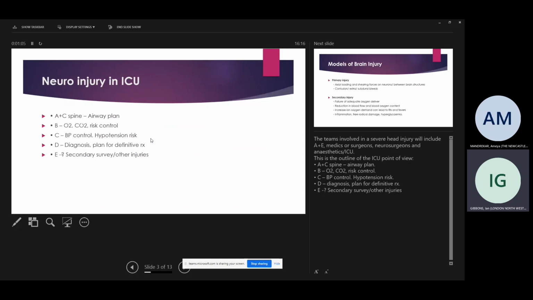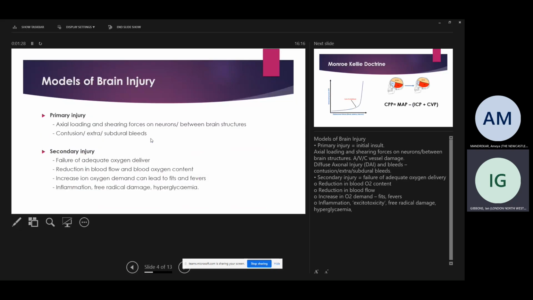And then thinking about breathing, we're thinking about the biochemical parameters, so how we manage oxygen and carbon dioxide, how we manage risk as well, and what our ventilation strategy is going to be. And blood pressure is extremely important with neurological injury, and maintaining that with any vasopressors or inotropes we may be using as well.